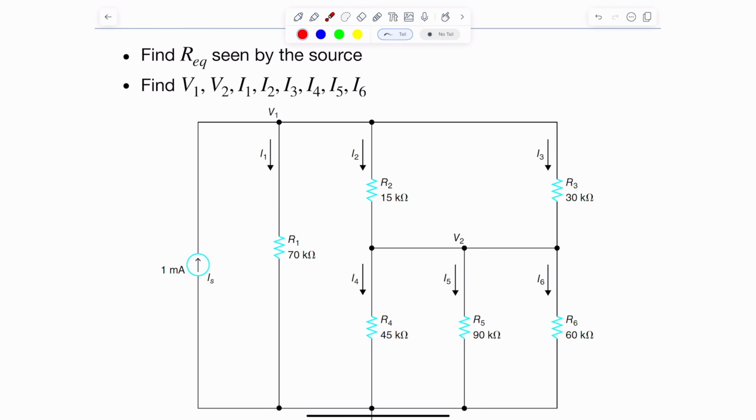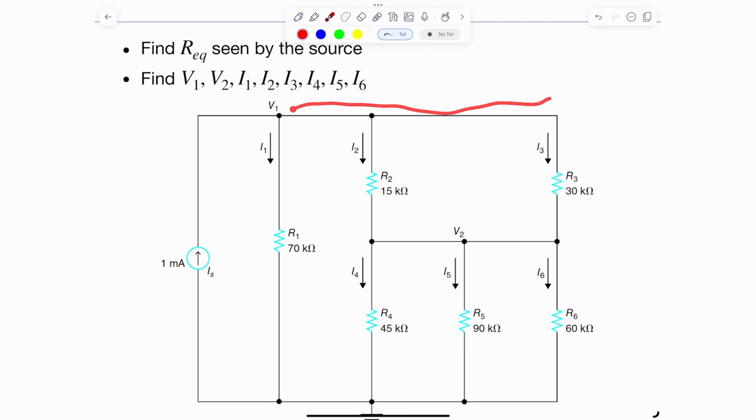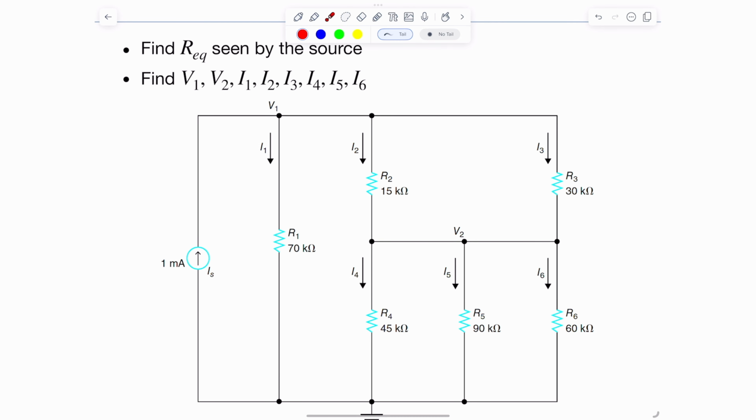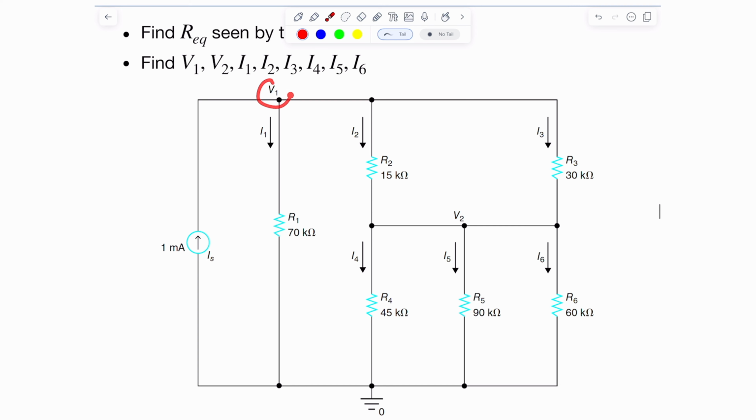So pretty much I'm asked to reduce these combinations of resistors into one equivalent resistor. And then later we're asked to find V1, V2, and then find I1, I2, I3, I4, I5, and I6. So all the elements. Basically I'm solving the whole circuit, and I'll be able to know anything I want about this circuit.